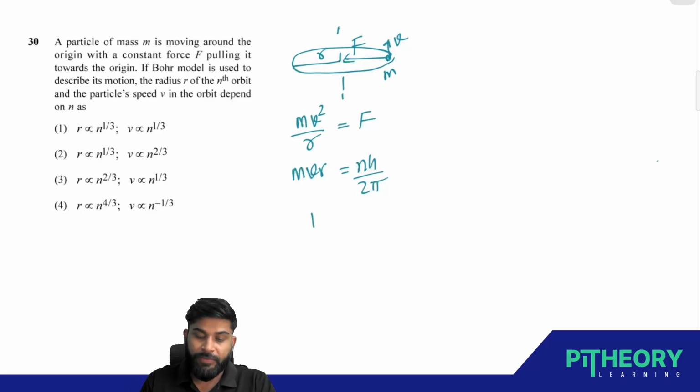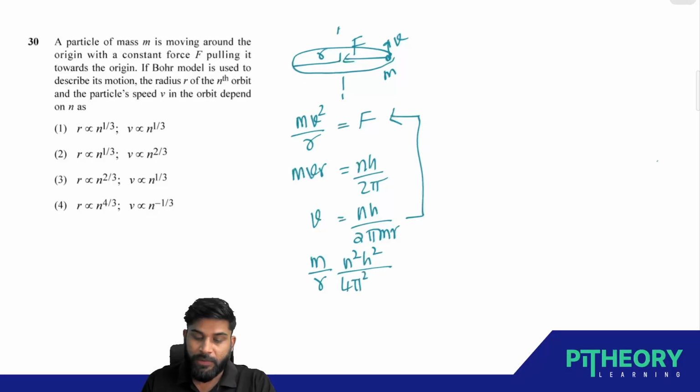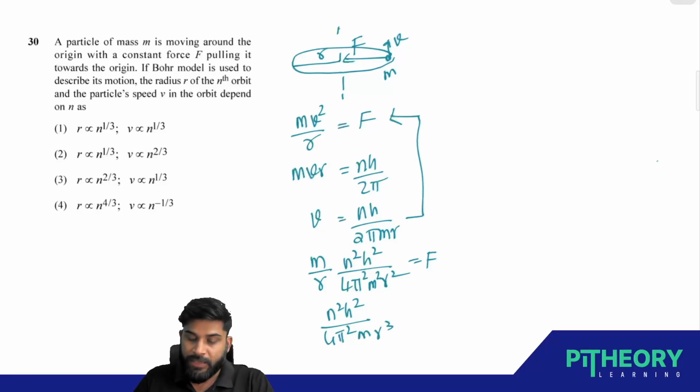From the second equation, if I write v, what would that be equal to? nh divided by 2 pi mr. If I substitute this in the equation, you get m by r into v square, which is n square h square divided by 4 pi square m square r square, correct? So here one m will get cancelled, and this is equal to F. So this gives you n square h square divided by 4 pi square m r cube, that is, r square into r, equal to F.